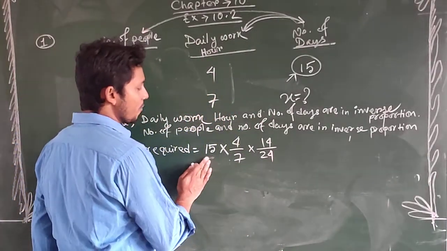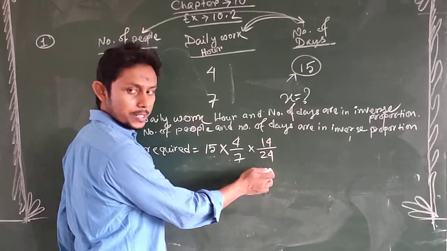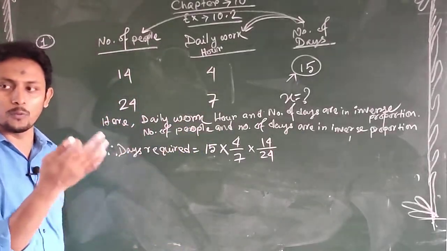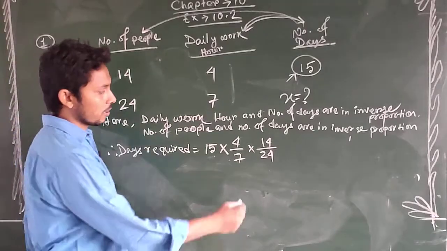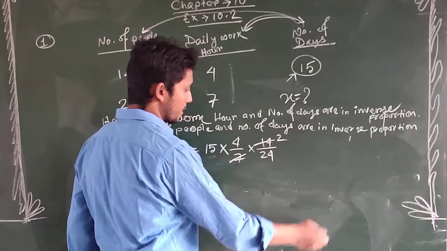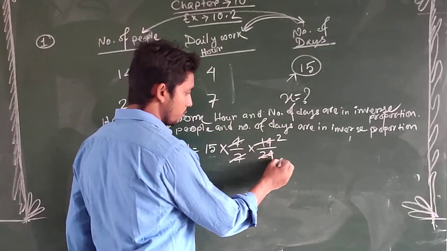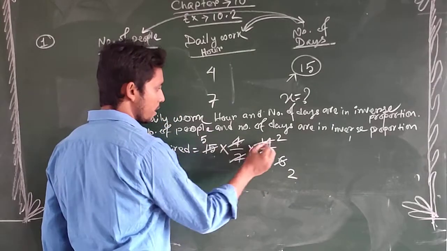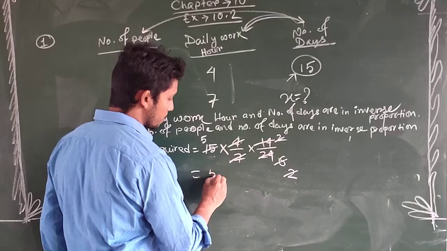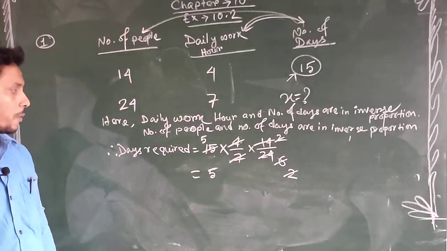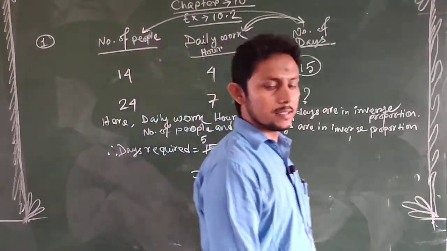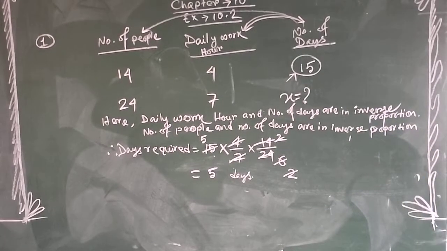Okay, now here 15 into 4 by 7 and 14 by 24, because they are also in inverse proportion. If inverse proportion, they will not interchange. Now simplification: 7 twos are 14, 4 sixes are 24, with 3 twos are 6 and 3 fives are 15. 2 twos cut down and here only 5 is remaining. So 5 is the answer. So the number of days required is 5 days. How many days is it required? 5 days. Understood or not? Clear or not clear? Is this clear?